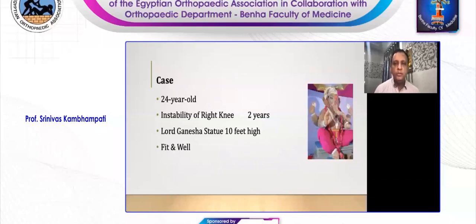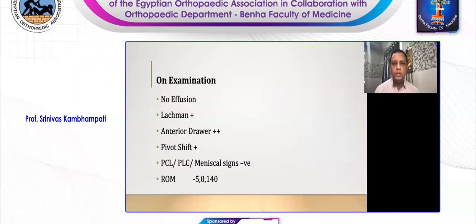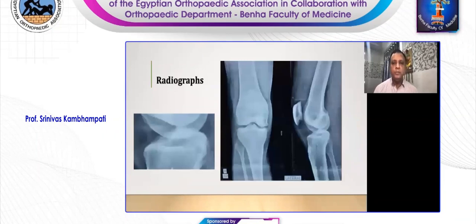This case is a 24-year-old man who presented with instability of the right knee of 2 years duration. A 10-foot statue of Lord Ganesha, who is a popular Hindu god, fell on his knee and he sustained this injury. He's a fit and well person, and on examination of his knee, there was no effusion. Lachman was 1+, anterior drawer was 2+, pivot shift was 1+, PCL, PLC, collaterals, and meniscal signs were negative. Range of movement was full without pain.